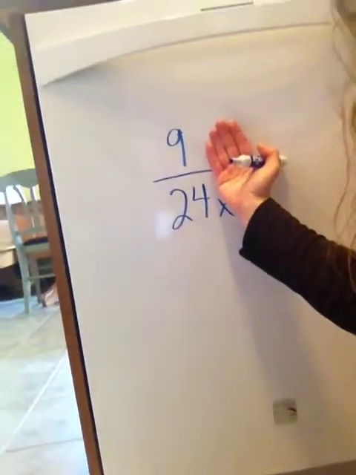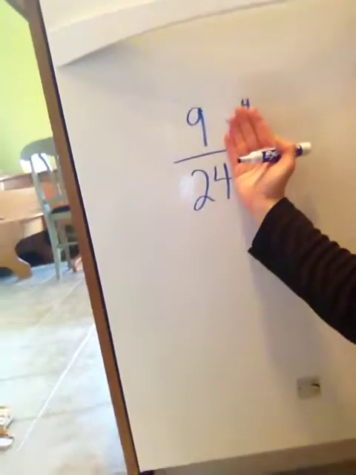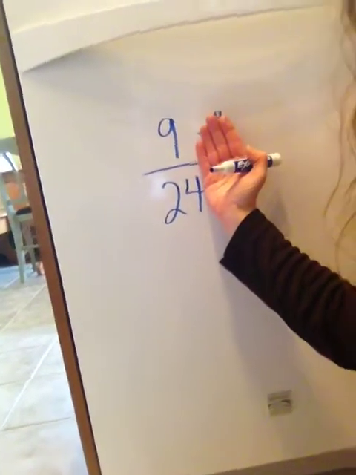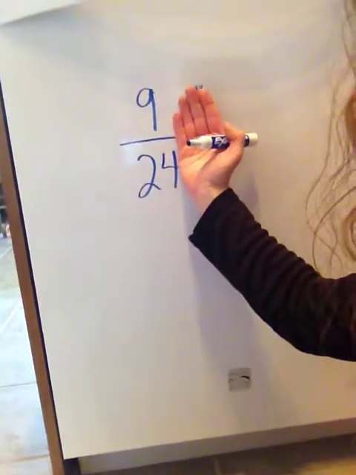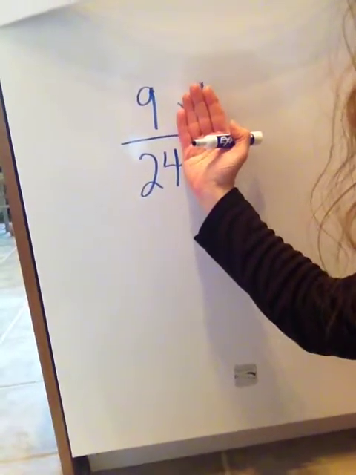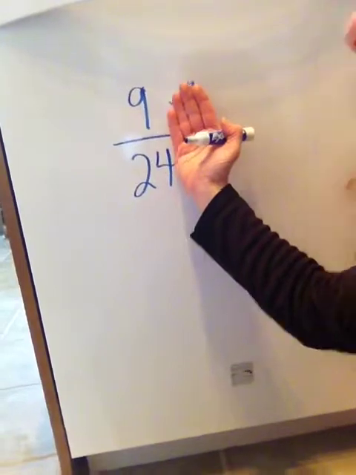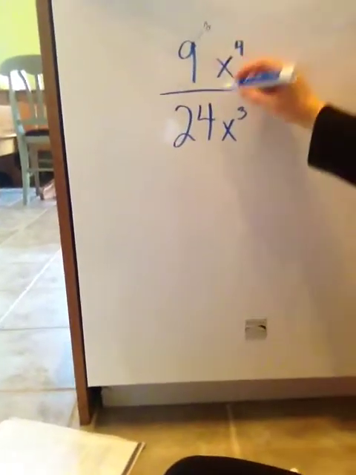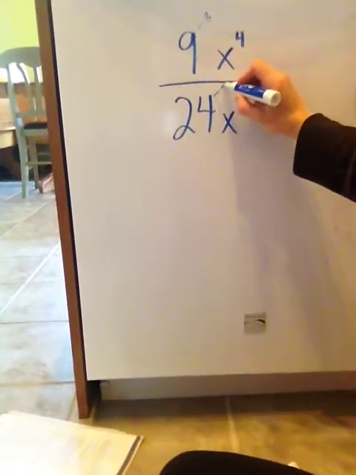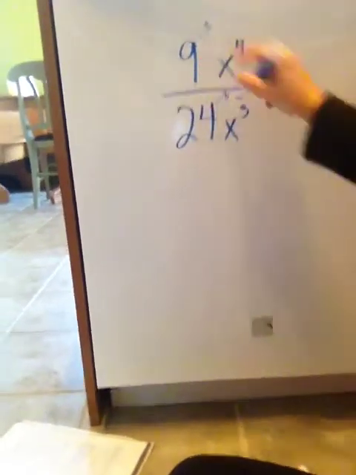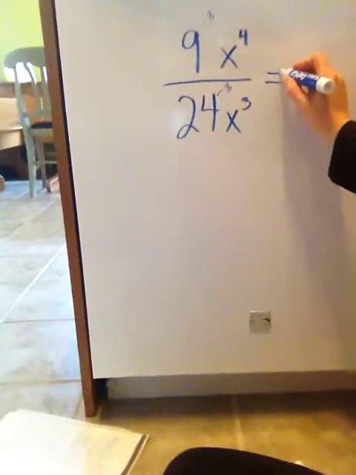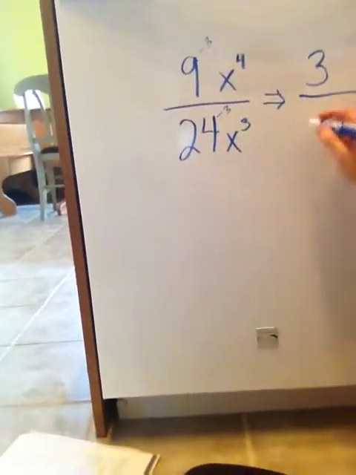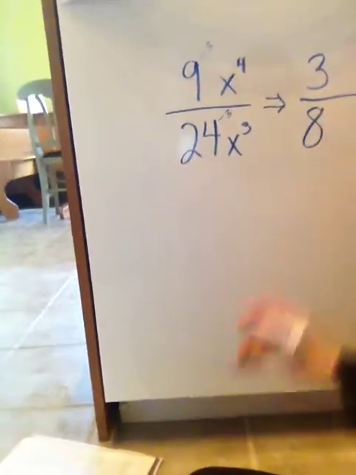I'm trying to cover up that x. There. So I've got 9/24. So you've got to reduce that fraction. What will go into 9 that will also go into 24? 3, right? So I divide this by 3. If I do it to the top, I do it to the bottom. 9 divided by 3 is 3. 24 divided by 3 is 8.